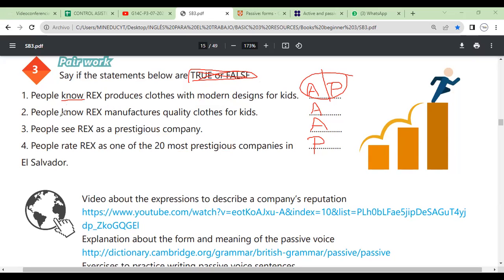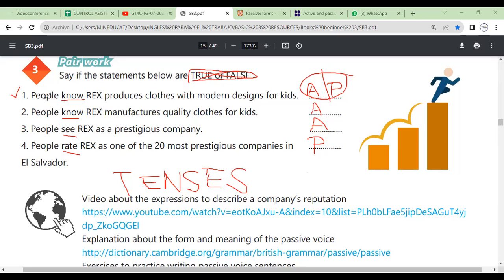So, people know, people see, people rate. Is that right? Now, all of them. Now, what is the tense? Porque nos vamos a meter de lleno con, pues no tan de lleno, pero por lo menos que los identifiquemos. You know tenses, right? Sabemos que en inglés hay tiempos. Tenses, cuando oigan al teacher tense o talking about tenses, les está diciendo diferentes tiempos.